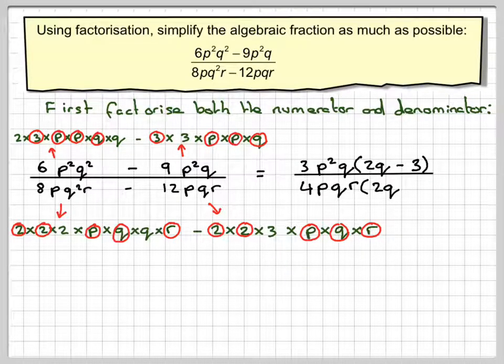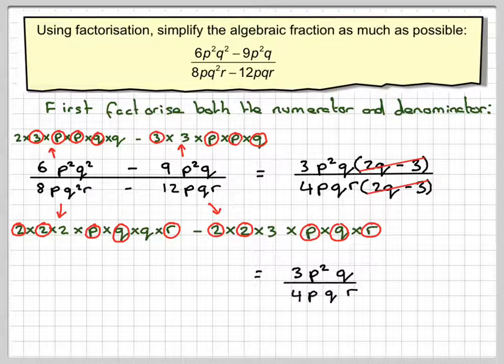Right, notice here we now have 2q minus 3 and 2q minus 3. So we can now cancel those, and we're left with 3p squared q over 4pqr. Right, obviously these can cancel as well. So that 2 can go and that p can go. So we've just got 3p on the bottom, and the q's can disappear out as well. They can be cancelled. So on the top we got 3p, and on the bottom we got 4r.